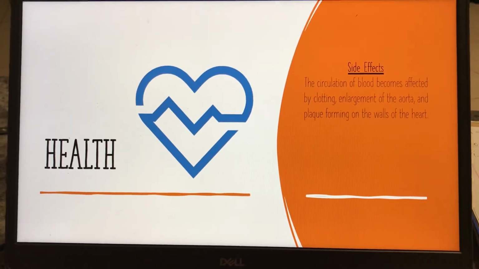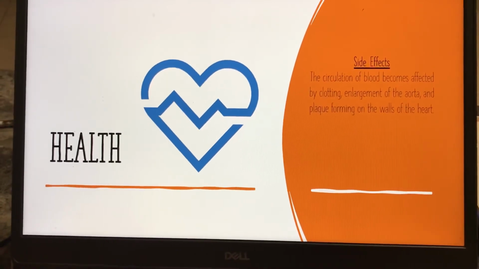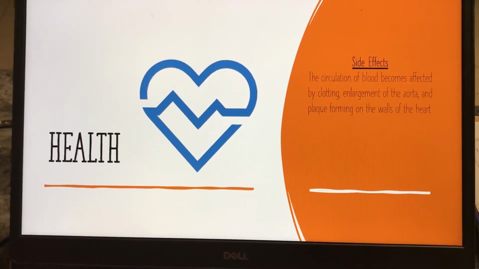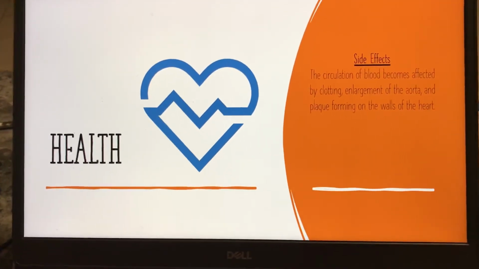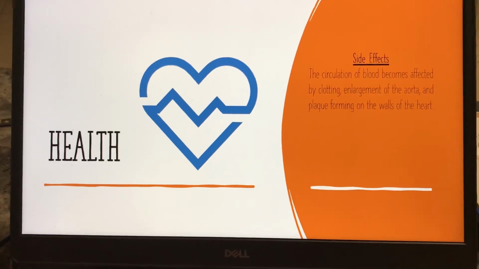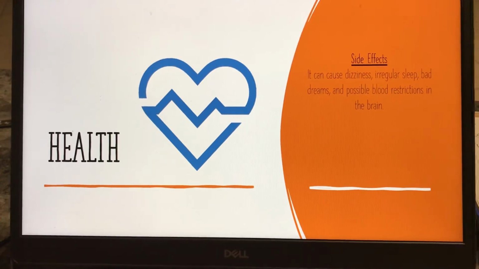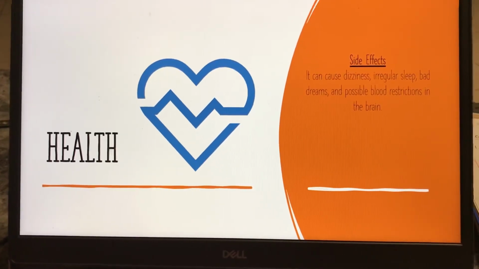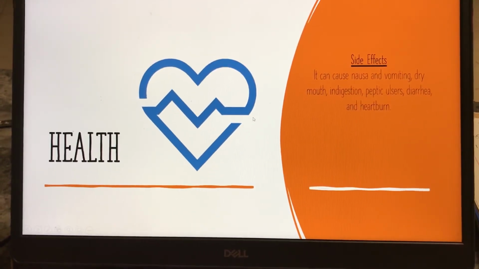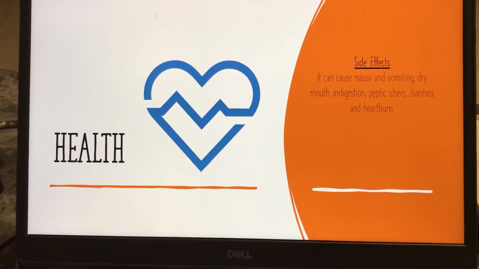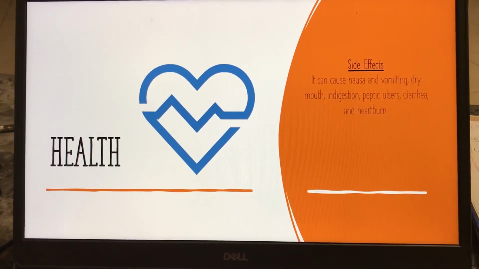The side effects for nicotine in products such as tobacco and tobacco products: the circulation of the blood becomes affected by clotting, and it can cause enlargement of the aorta and plaque forming on the walls of the heart. It can cause dizziness, irregular sleep, bad dreams, and possibly blood restrictions in the brain. Some more side effects are that it can cause nausea and vomiting, dry mouth, indigestion, peptic ulcers, diarrhea, and heartburn.